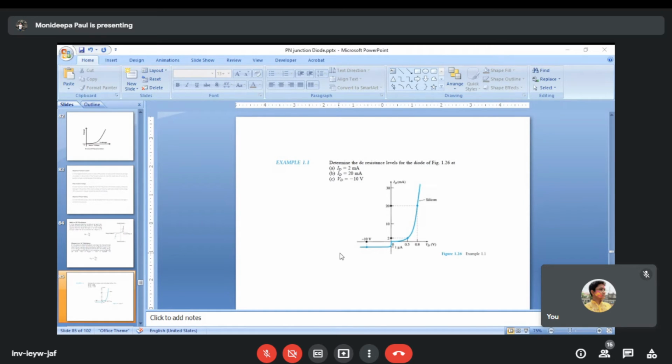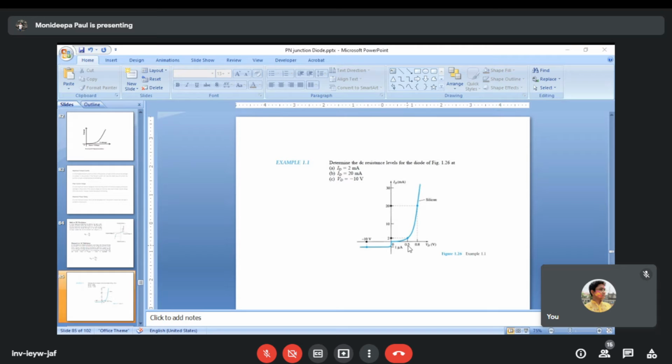Okay, then you see this curve. Here you see ID is equal to 2 milliampere. This is the current direction, this is the voltage direction. When ID is 2 milliampere, here you see this is the 2 milliampere current. At this condition, what is the voltage? That is the 0.5 volt.